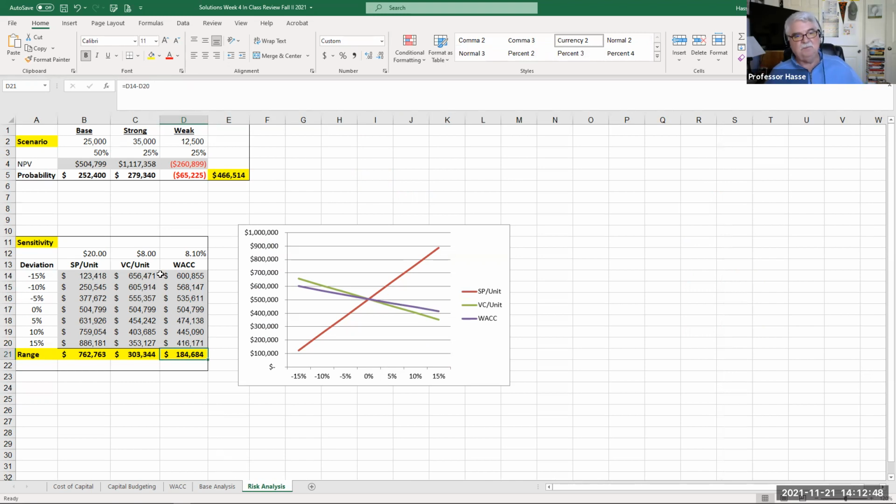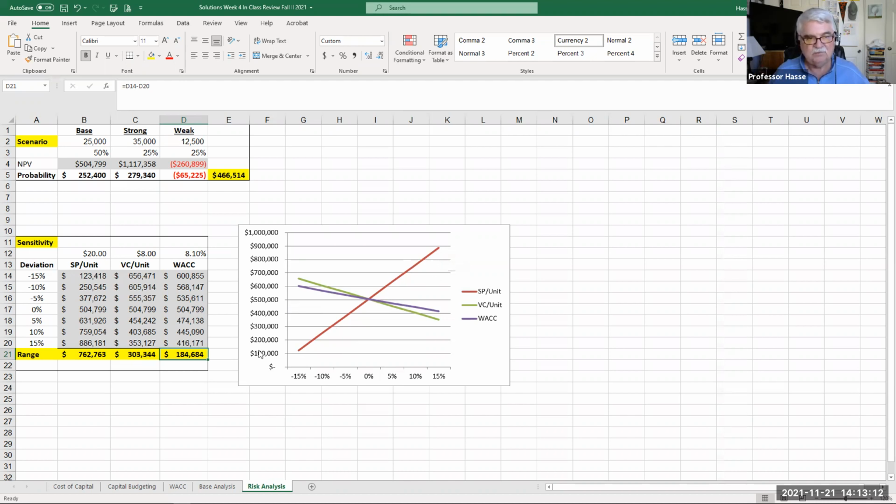And notice again, from top to bottom, the range is 184,684, which is smaller than the variable cost, which is much smaller than the selling price. And note the line is a lot flatter. And there is a chart of the different sensitivity NPVs. And here it is in a graph format. Some people like doing a graph because you can say, oh yeah, I can see.